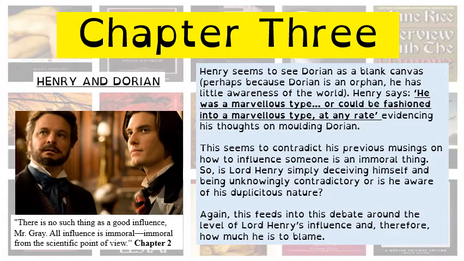So, as the chapter continues, we start to see Henry's thoughts on what he can actually do for Dorian, or even do to Dorian, during their relationship, their friendship. It's interesting that in chapter 3 he says that Dorian is a marvellous type, or could be fashioned into a marvellous type at any rate. So he clearly believes now that he has the opportunity to mould Dorian into someone who reflects Henry's own views and attitudes towards life.